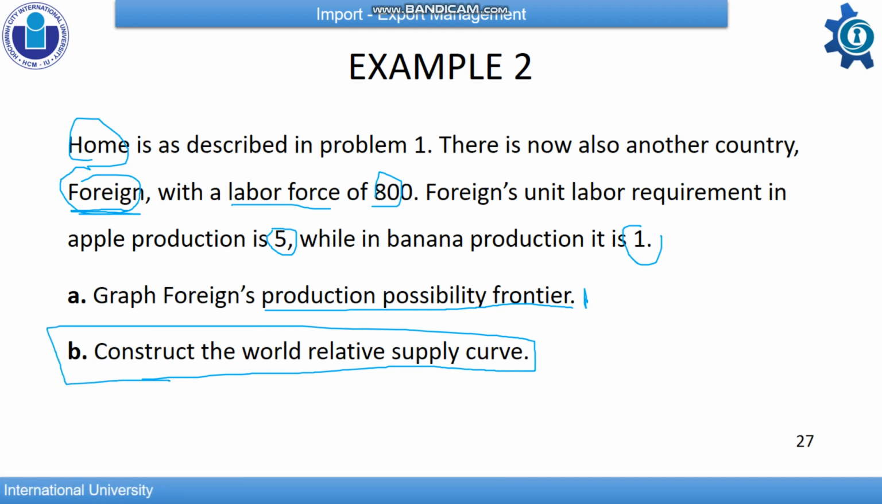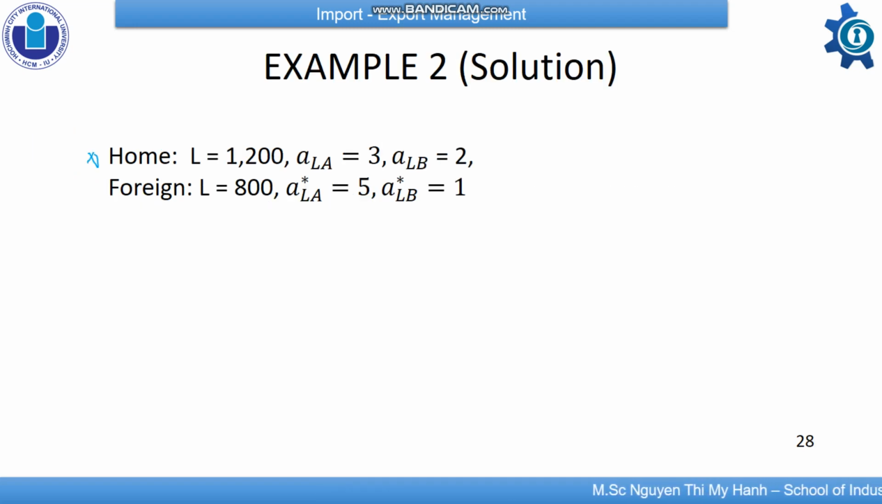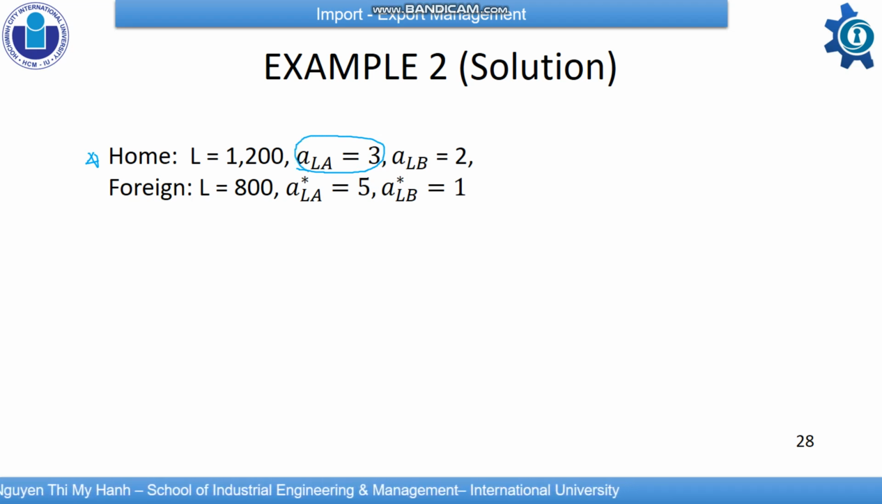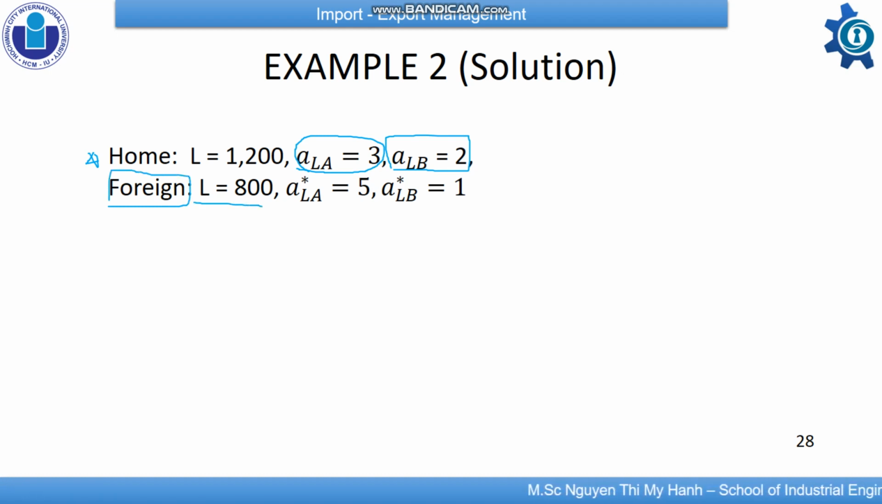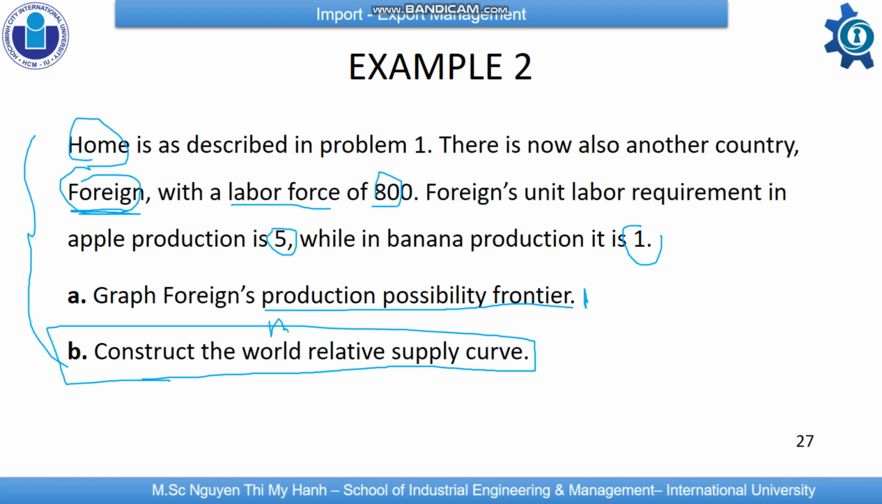Now this one we also learned before in an example. So please do this one by yourself. Here I just summarize for you. In home, the total labor is 1,200, and the unit labor requirement for apple is 3, and the unit labor requirement for banana is 2. And for foreign country, the labor force is 800, and the unit labor requirement for apple is 5, and unit labor requirement for banana is 1. So construct the world PPF and the foreign PPF by yourself. Okay, if you don't remember, please go back to the previous slide and see how to do it.